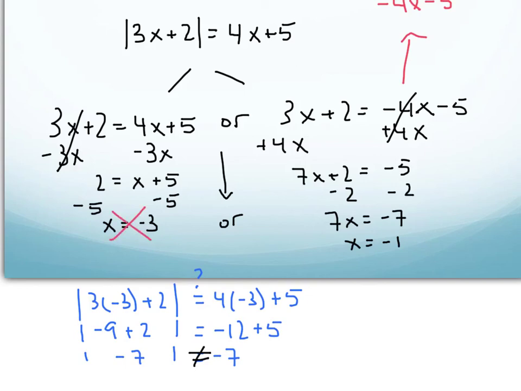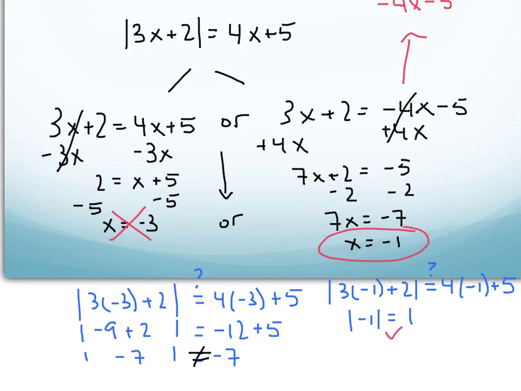So now let's try the absolute value of 3 times -1 plus 2. We want to know, does that equal 4 times -1 plus 5? So simplifying what's in the absolute value bars, -3 plus 2 is -1. 4 times -1 is -4, plus 5 is +1. So does the absolute value of -1 equal 1? Well, yes, it does. Therefore, x equals -1 is my only solution, because x equals -3 did not work. Now, if x equals -1 ended up not working as well, my solution would have just been no solution.